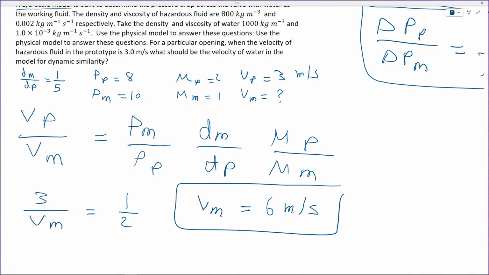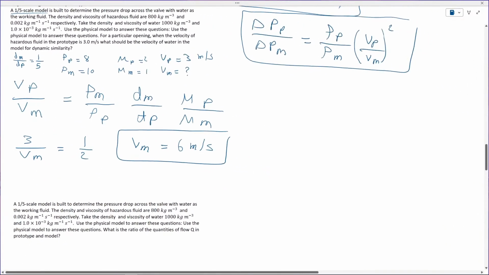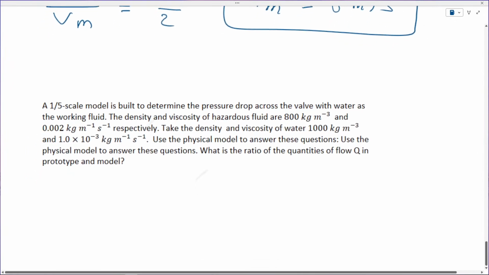So what does this mean? It means that in our small scale model, to ensure dynamic similarity so that we can calculate this drop of pressure, we need to run our model at 6 meters per second. The flow needs to be 6 meters per second to ensure dynamic similarity, so that we can compare the pressure drop between the model and the prototype.